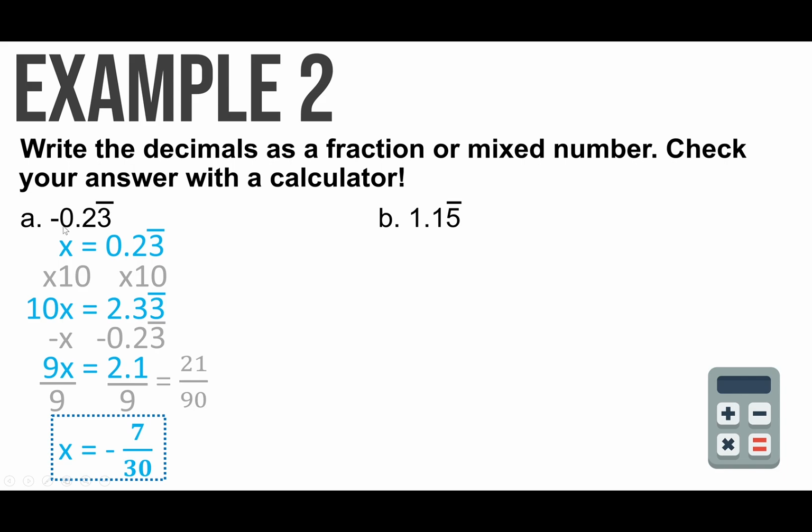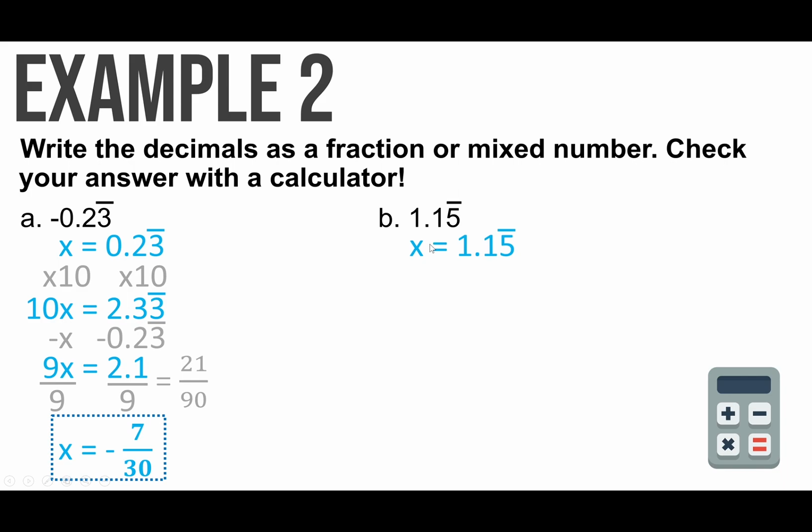Okay, if you don't believe me, like seriously, go get your calculator right now and do 7 divided by 30. You're going to get 0.23333. Okay, hopefully you did it. Okay, let's take a look at letter B. Same idea, okay? Here we go.